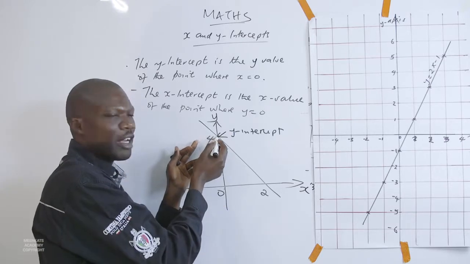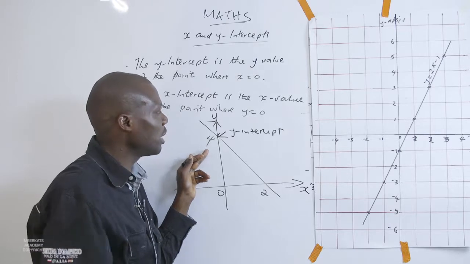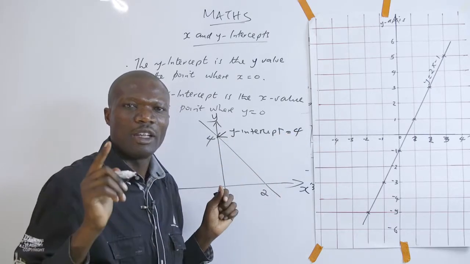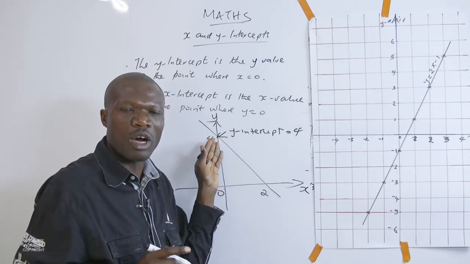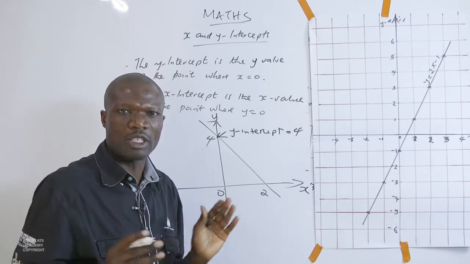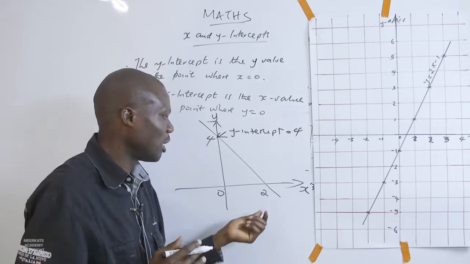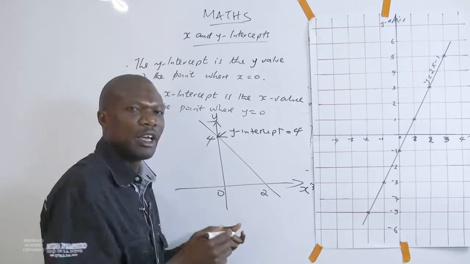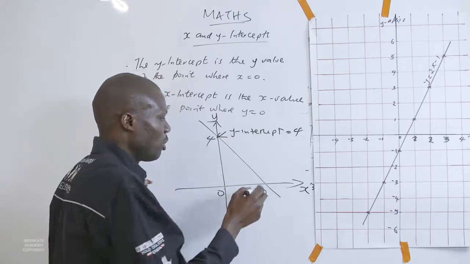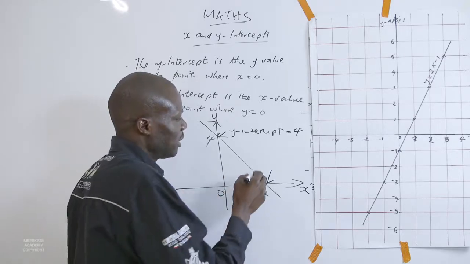And what is the value of y here? The value of y here is 4. So we are saying here the y-intercept is 4. That's why we say the y-intercept is the value of y at a point where x is equal to 0. That's what the y-intercept stands for. Let us come to the x-intercept. The x-intercept here is the value of x at a point where y is equal to 0. When you look at the point 2 here, this 2 here is our x-intercept.